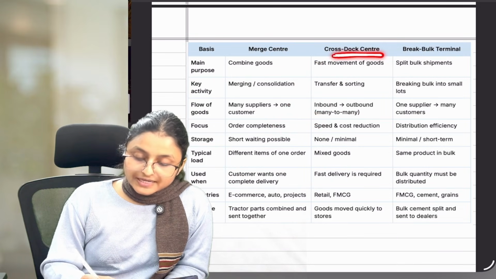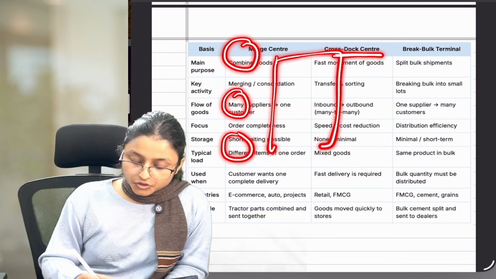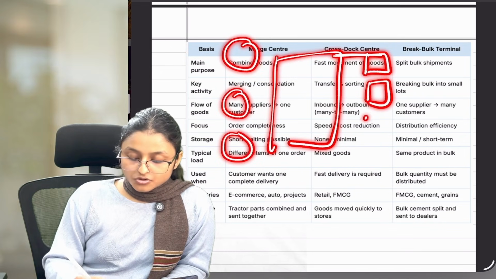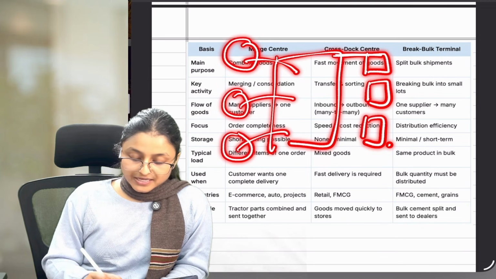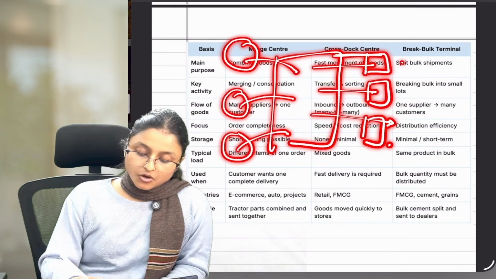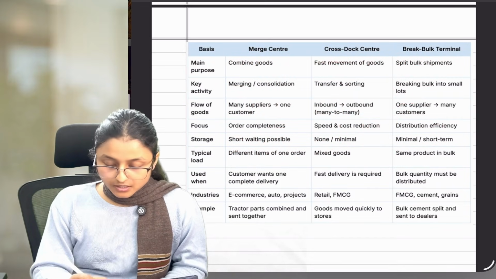What cross-dock centers are doing? Their main aim is the movement of goods, so that faster movement of goods can be done to the retailers or manufacturers. Done. So we'll take the supply from our suppliers and transfer it to different retailers on the basis of their requirement, or the manufacturers on the basis of their requirement with the help of cross-dock center.